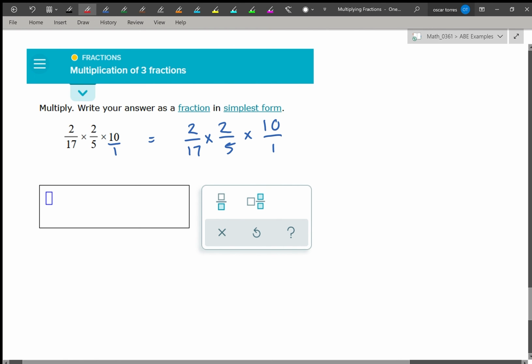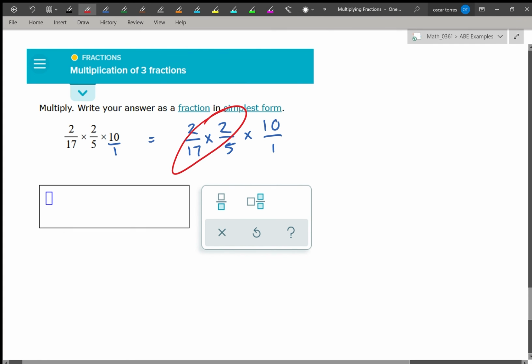Now I can approach this problem the lazy way by multiplying numbers left to right. But the problem with that is we end up getting this 17 times 5, which is possible to multiply, but it's just too large of a number to deal with. So instead, I want to look at the diagonals and see if we can simplify any of the numbers.